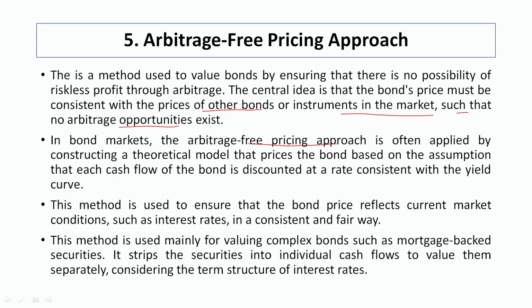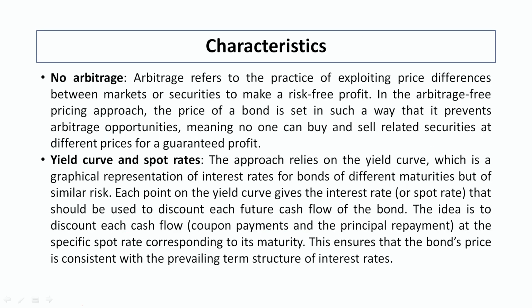This method is used to ensure that bond prices reflect current market conditions, such as interest rates, in a consistent and fair way. This method is more complex and is basically used for mortgage backed fixed income securities. So, it is less used by investors because it is a complex method to calculate the bond. What are its characteristics or basic key concepts?